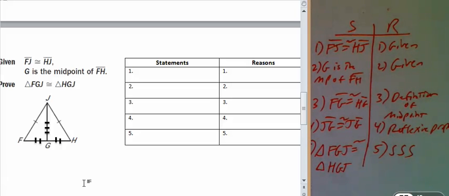So getting the pieces of the puzzle is what you need to be able to do. And that could be done using what's given, using the reflexive property, using the definition of midpoint. And that's all you really need for now as far as doing the proofs.